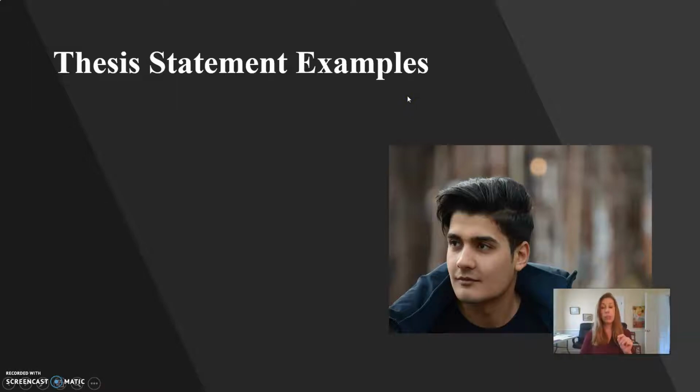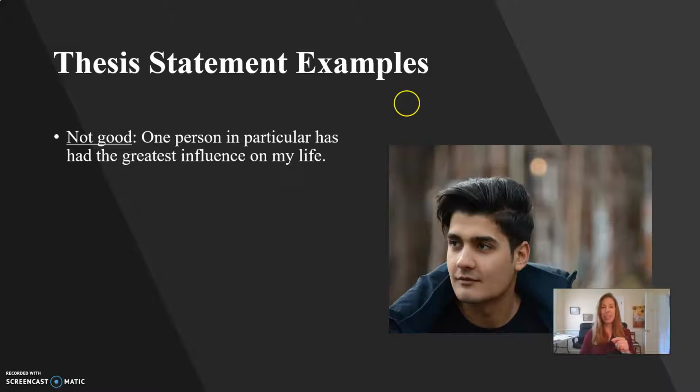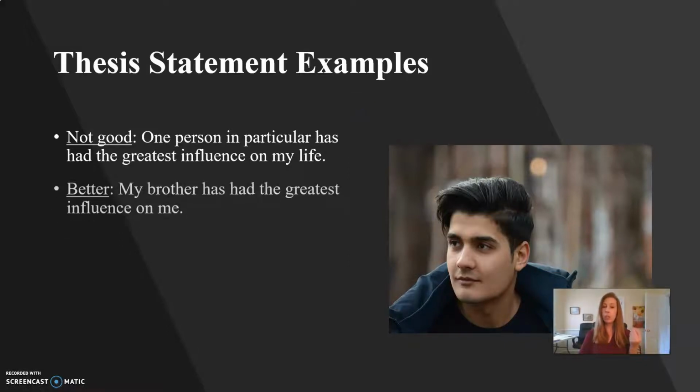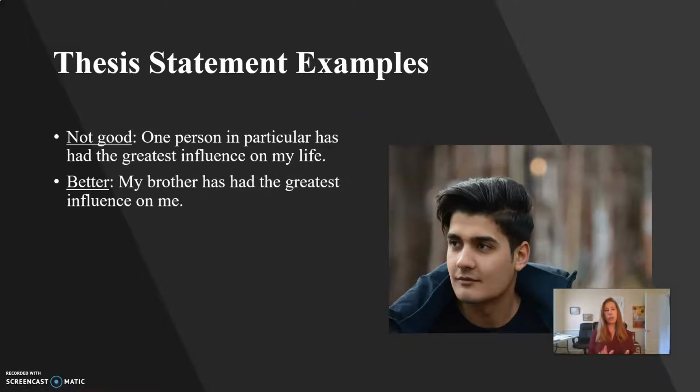So here are some examples that go from not so great to better. Here's the one that's not good: "One person in particular has had the greatest influence on my life." The problem with this thesis statement is it's too vague. Who is that one person? So if you make it specific, you'll have a slightly better thesis statement: "My brother has had the greatest influence on me." Okay, now I know the person that you're talking about, but you want to explain how your brother has had the greatest influence on you.